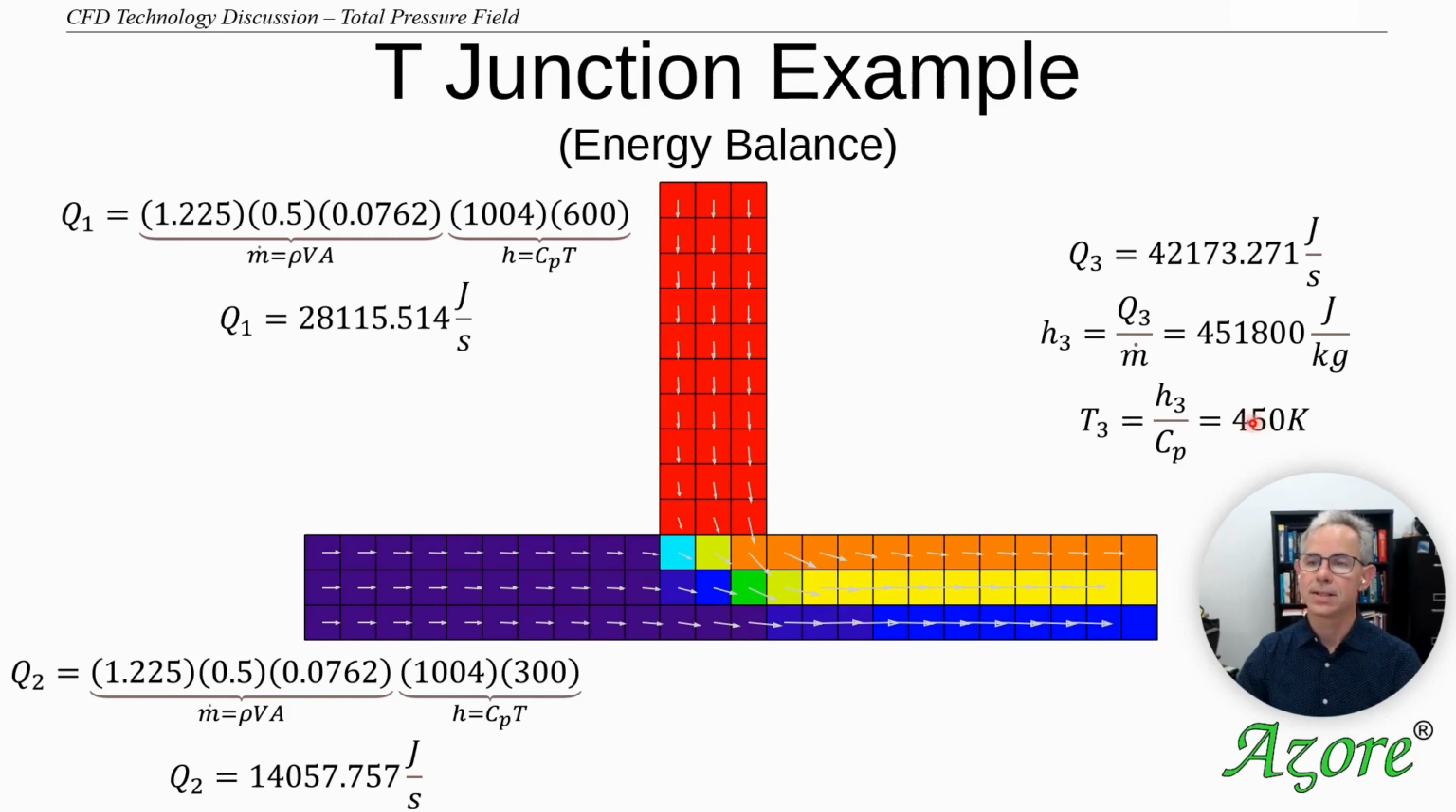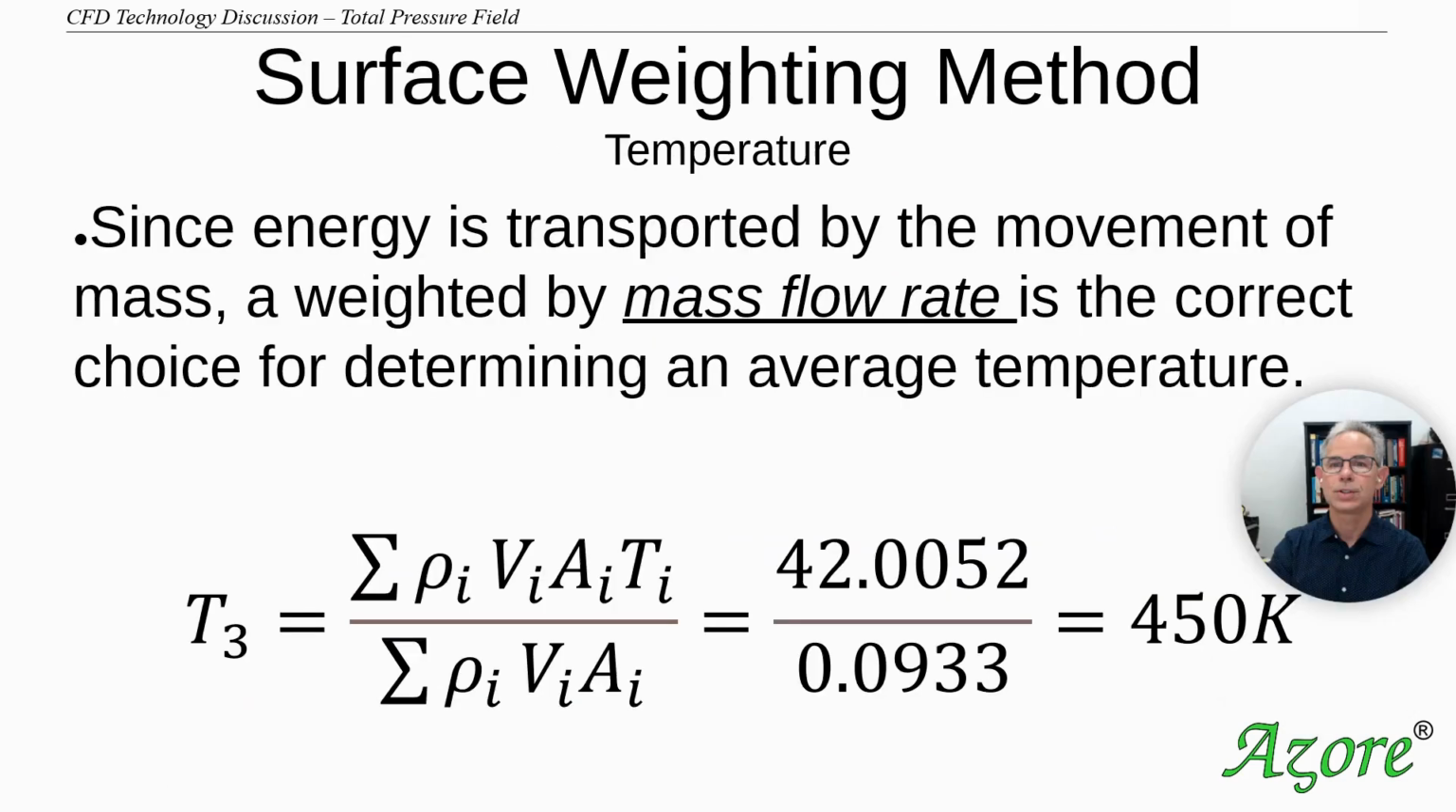And it makes sense. It's between our 300 degree and our 600 degree temperatures, and the mass flow rates are the same, so it's the mean. That's what you would expect, and everything's good. So now we know what the temperature should be, but in our CFD tool we want to use some sort of area weighted method to find this value. For temperature, the appropriate one is a mass flow rate weighted number.